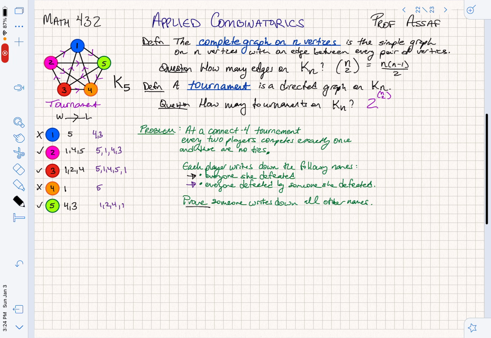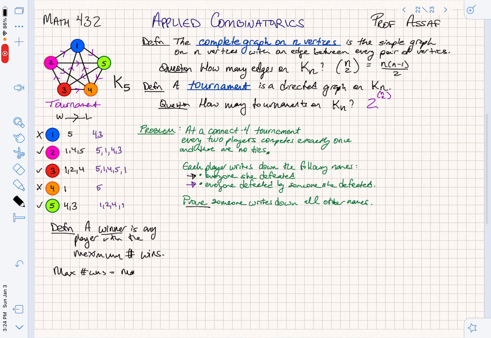So let me give you a little definition before we delve into the proof. Here's another definition. When we have a tournament like this, a winner is any player with the maximum number of wins. So what do I mean by that? In a tournament, you can win at most n-1 games. So the max number of wins is equal to, in this notation, the maximum of the out degree. Remember, we talked about the out degree of a vertex. So the maximum over all v of the out degree.